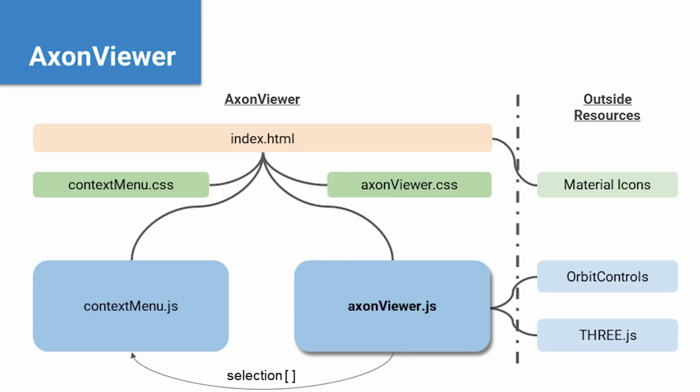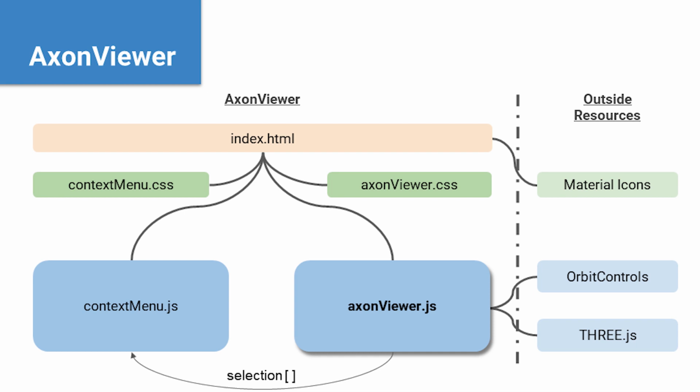Just to give a really quick overview of what this app is going to look like, as I said, it's a very simple web app where we have just an index.html where all of the DOM lives. We have a couple of CSS files that style those elements, and we have 2 main JavaScript files. One is the AxonViewer.js, which is where we're going to be spending most of our time today. And then we have the contextMenu.js, which controls that context menu element. And we're going to pass some JavaScript objects to the context menu from the Axon Viewer using ES6 modules.